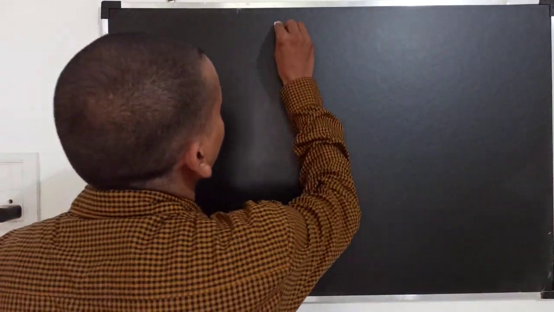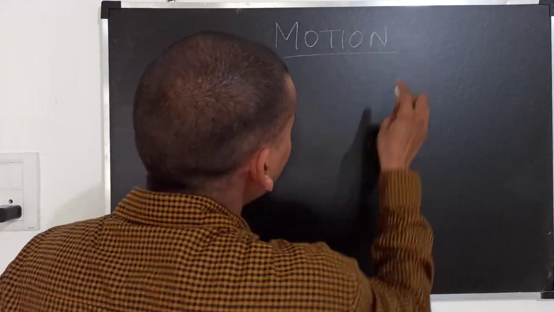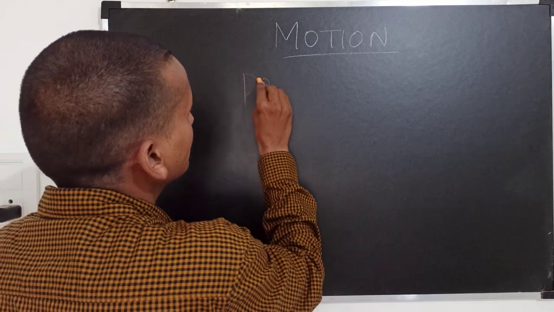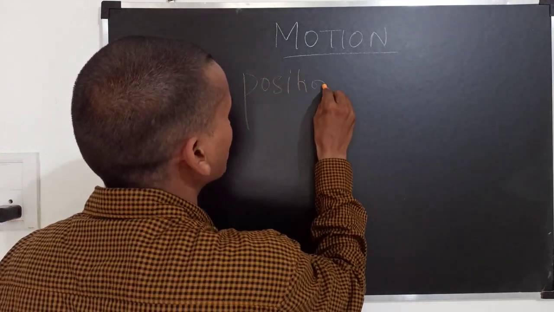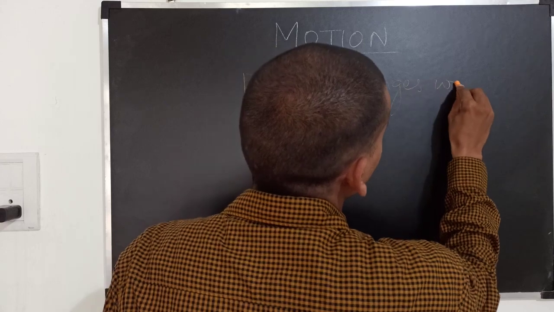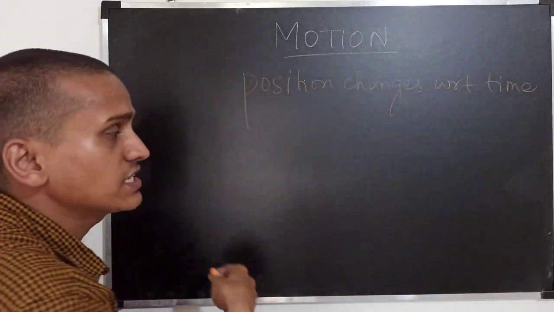Now we are going to look at the motion chapter. We'll just have a quick revision of the motion chapter. Motion. Whenever the position of the object changes with respect to time, we can say that there is motion.